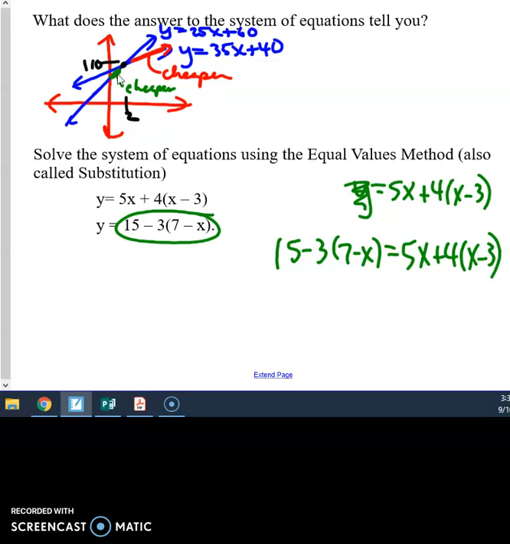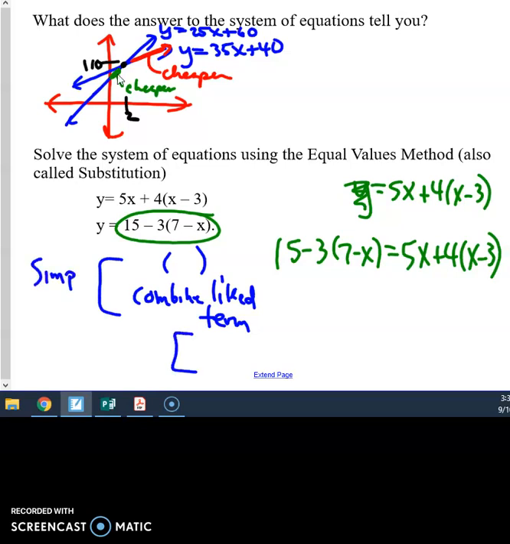If you didn't go any further than this, the first step is to get rid of the parentheses on both sides. Once you get rid of the parentheses, we're going to combine like terms on each side. That's the simplifying part of the equation. And after that, that's when we start solving the equation.